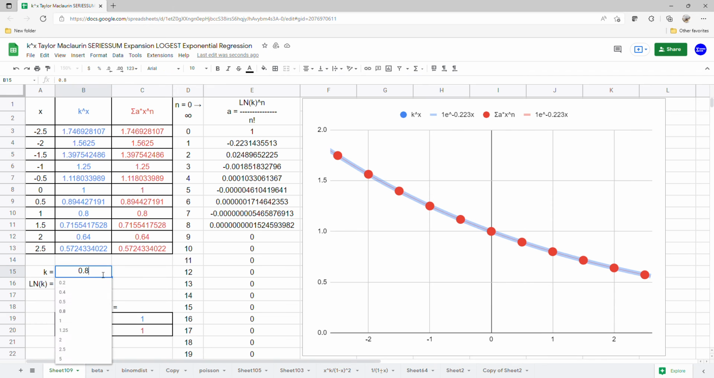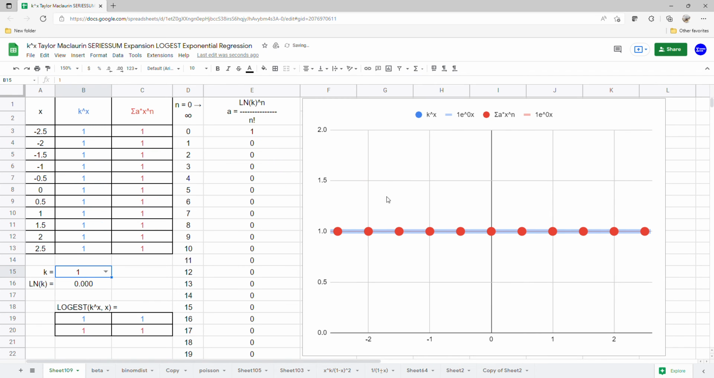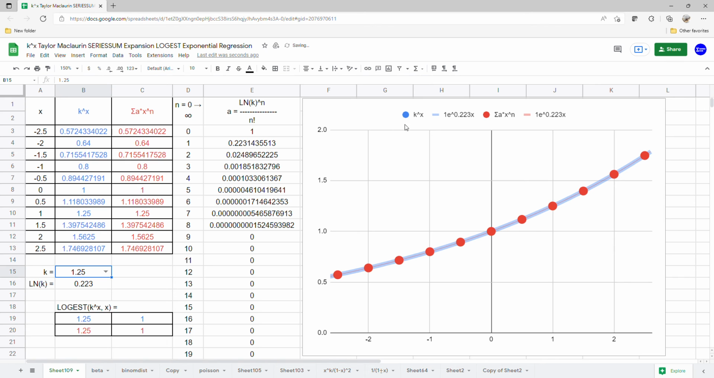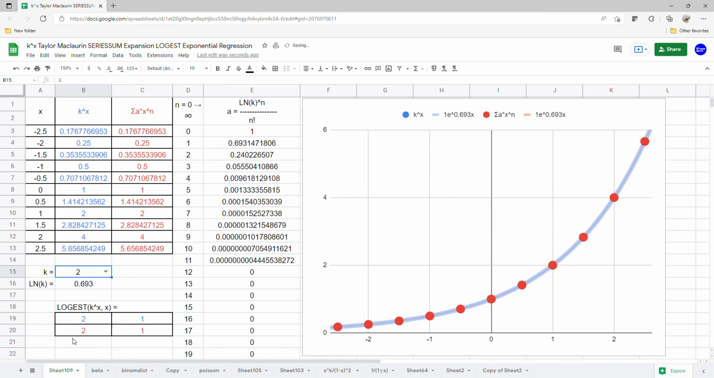Then we increase that to 1. So that's y equals x. They're the same. At 1.25, so 1 times e to the 0.223, so 1.25, that's our value of k. And k equals 2. So 1 times e to the power of 0.693x, and the logarithm of 2 is 0.693.